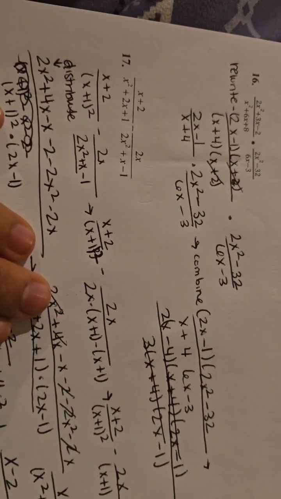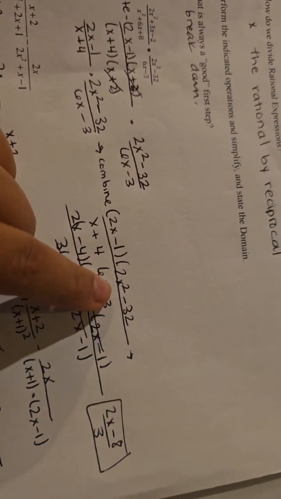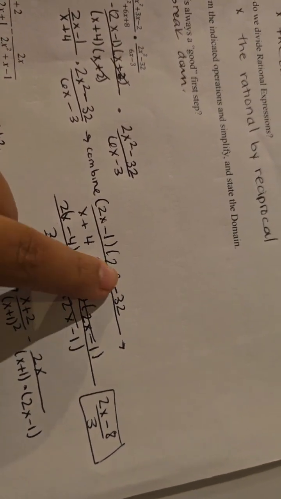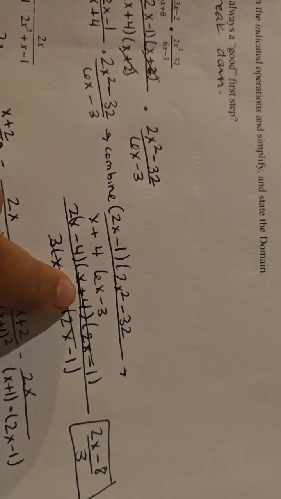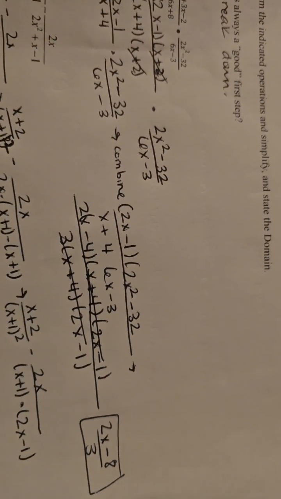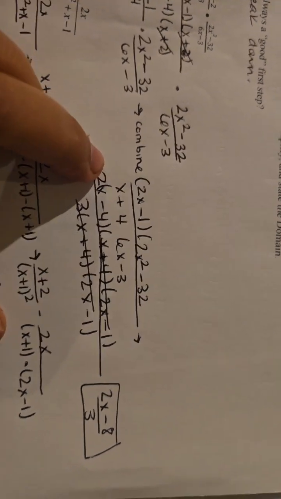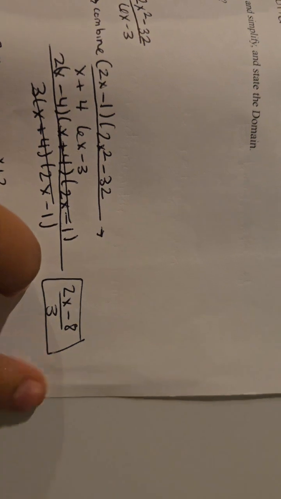And then as we combine it, we're going to cross things out. So as we broke it down, we have 4 times 4 times 4. Since these are the same, they cancel each other out. So we are left with our 2x take away 8 by 3.